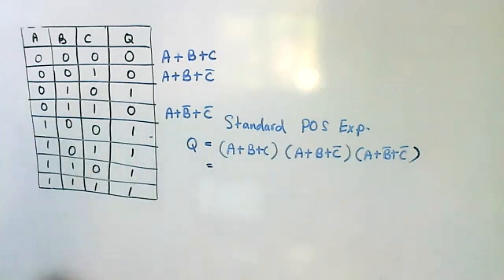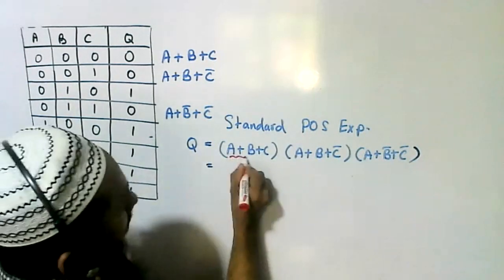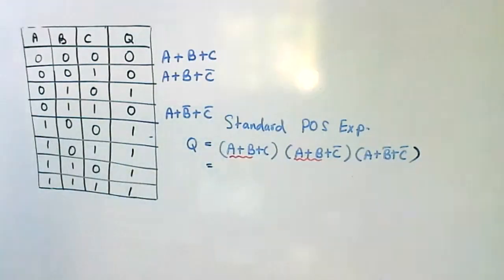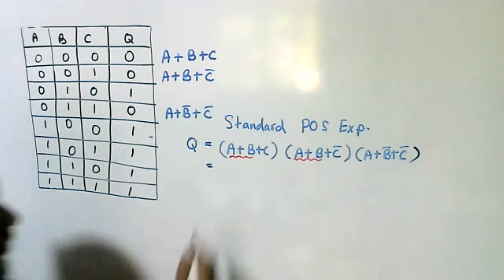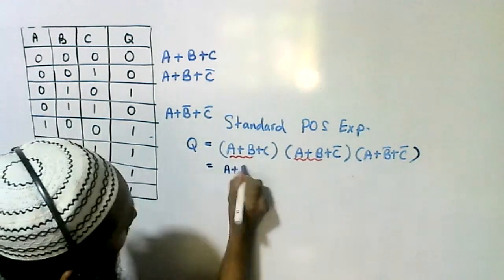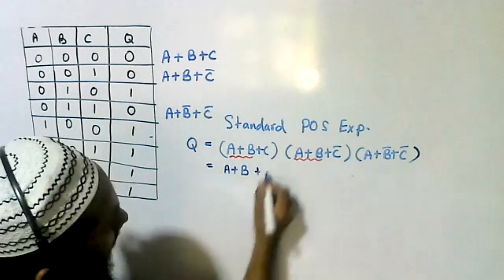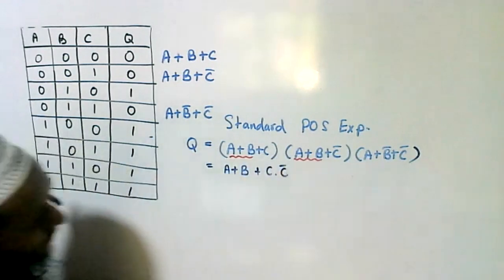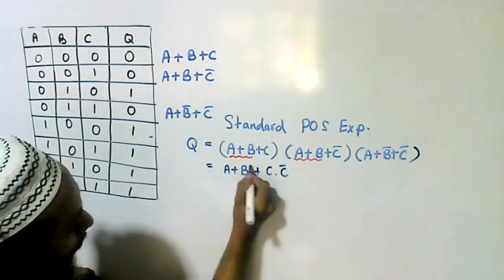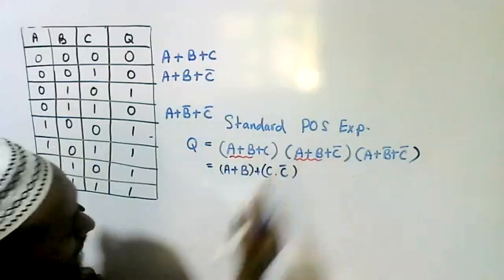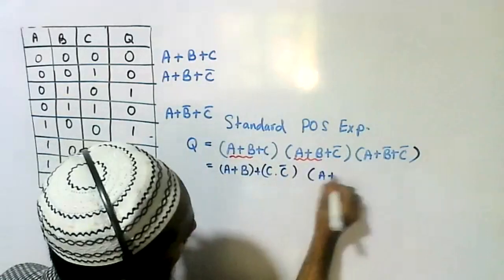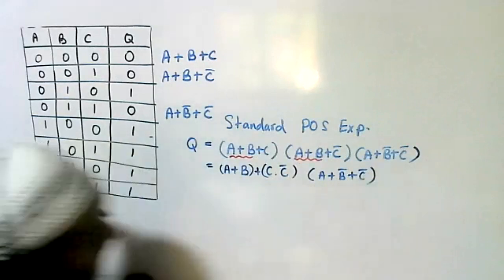Here A + B is common. By using Boolean algebra laws, we can simplify it. We can apply the distributive law there. I'm taking the common term A + B, and then C into C bar: (A + B)(C · C bar). Then this comes (A + B bar + C bar), same.